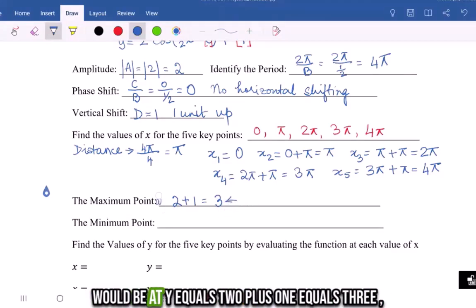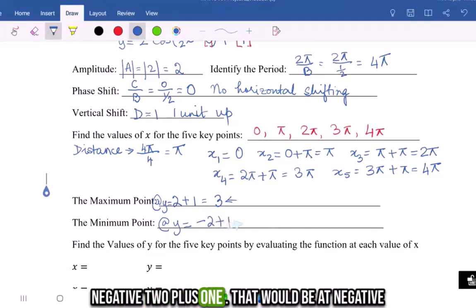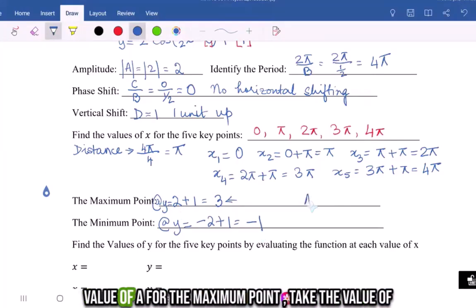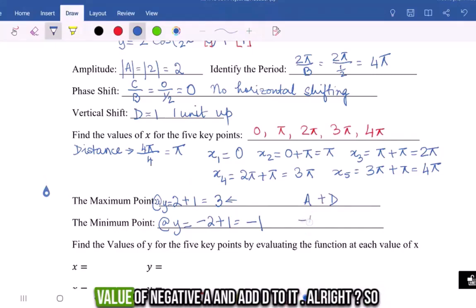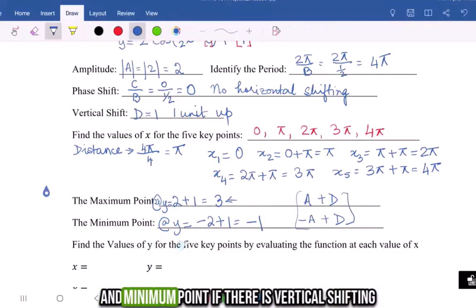So this would be at y equals 2 plus 1 equals 3. And the minimum point would be at y equals negative 2 plus 1. That would be at negative 1. So essentially the formula is to take the value of A. For the maximum point, take the value of A and add D to it. For the minimum point, take the value of negative A and add D to it. All right, so that's essentially the formula to find the maximum and minimum point if there is vertical shifting involved.